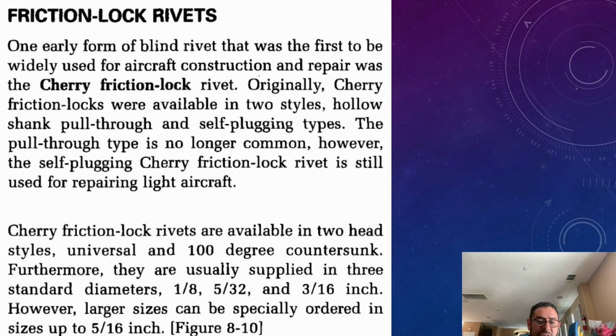Cherry friction lock rivets are available in two head styles, universal and 100-degree countersunk. Furthermore, they are usually supplied in three standard diameters: 1/8, 5/32, and 3/16 inch. However, larger sizes up to 5/16 can be specially ordered from the company.